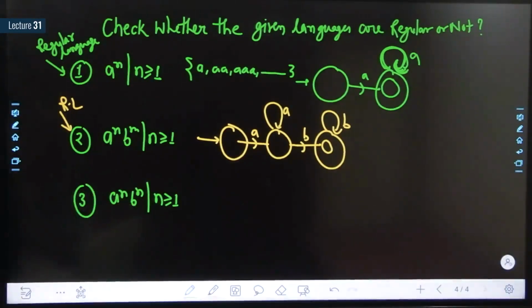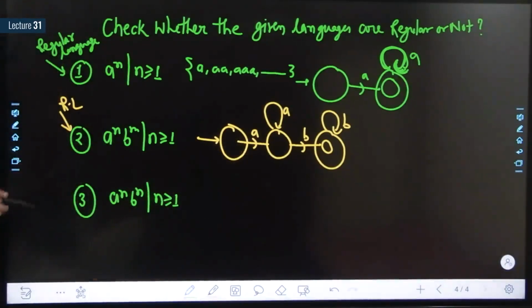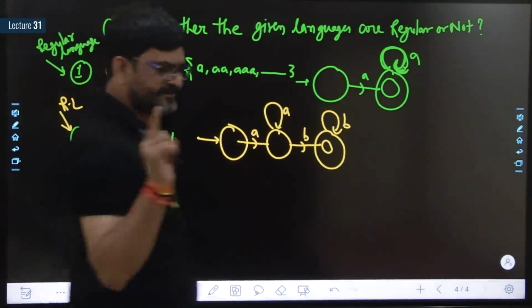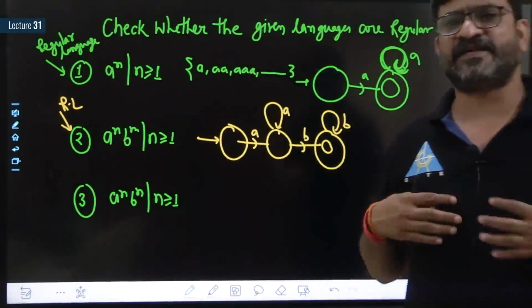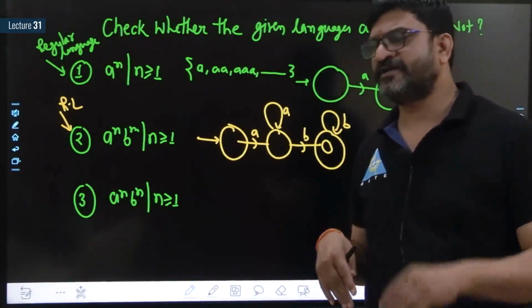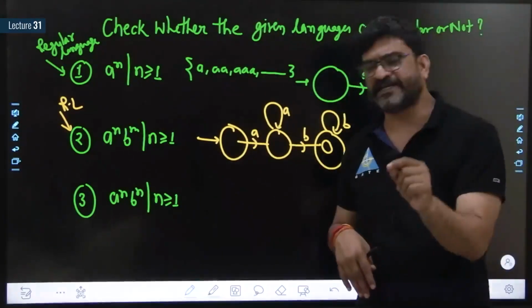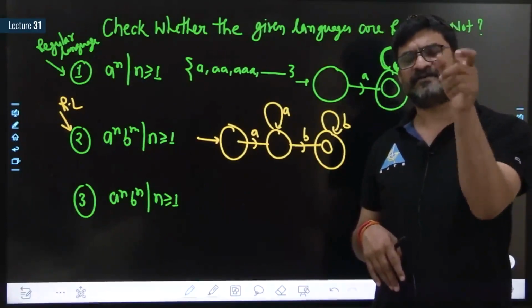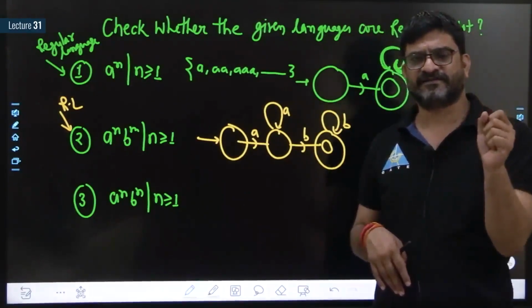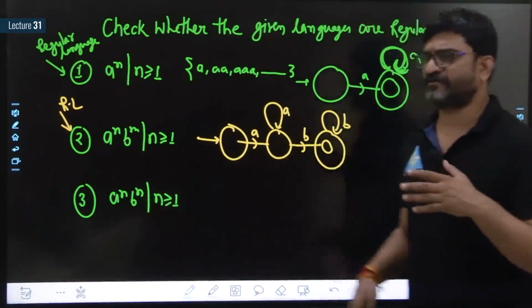Now check. If I take this, there is a comparison. Please see. If the language is infinite and involves a comparison, then we can say this is not regular. This is not regular. Why?